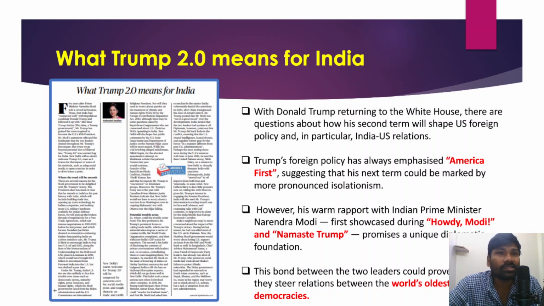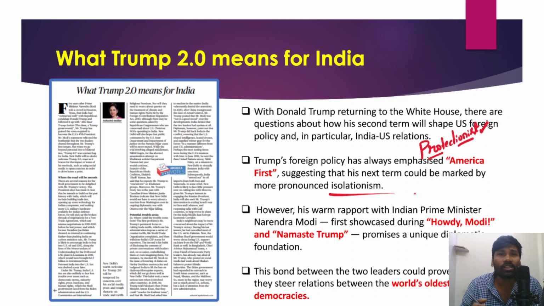Therefore, it has been suggested that this next term could be marked by a more pronounced isolationism. America first is considered a protectionist measure. It is very often known as the protectionist policy of the USA under Donald Trump. Protectionism is opposed to globalization. So when Donald Trump says America first, it means isolation of the US.